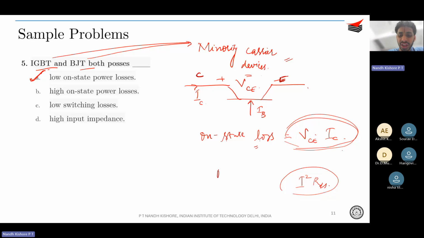Whereas for majority carrier devices, you saw that the loss was I square R. Since this is a fixed VCE drop multiplied by just the IC current, the losses will be comparatively lesser in case of minority carrier devices compared to majority carrier devices. Why in majority carrier devices it's I square R? You cannot go towards higher and higher powers, but in IGBTs you can push for higher power. Why? This is because of low on-state power losses.